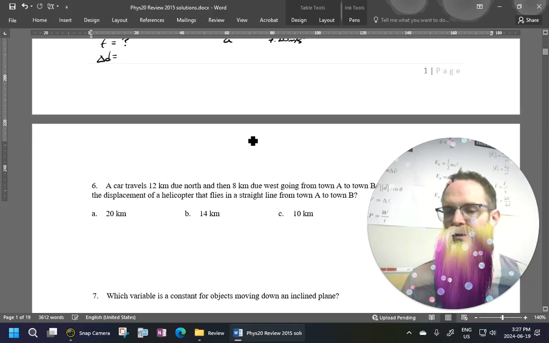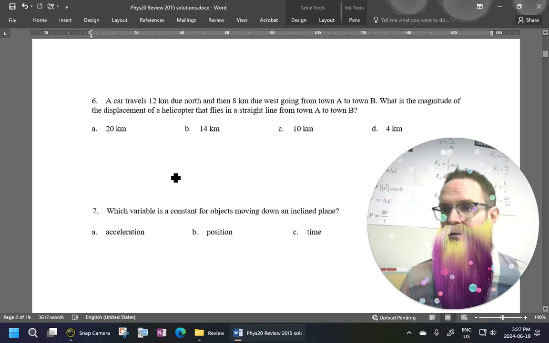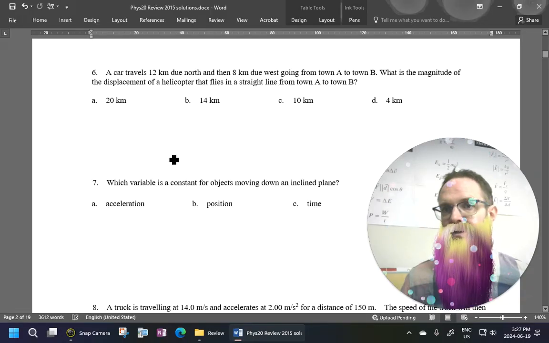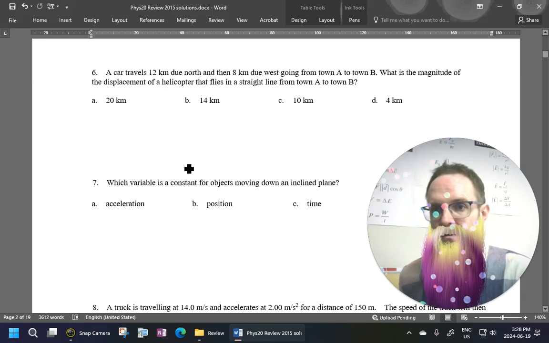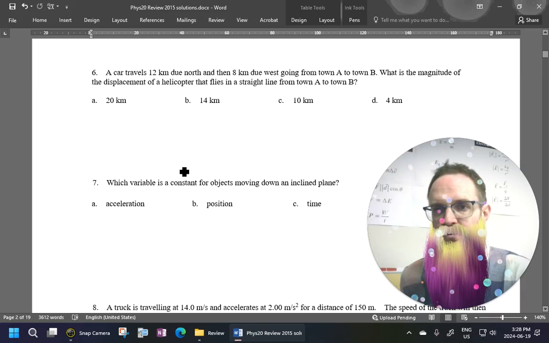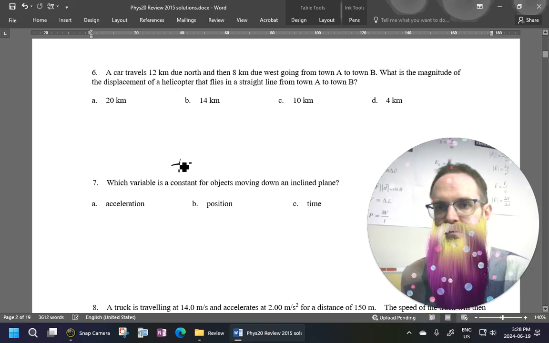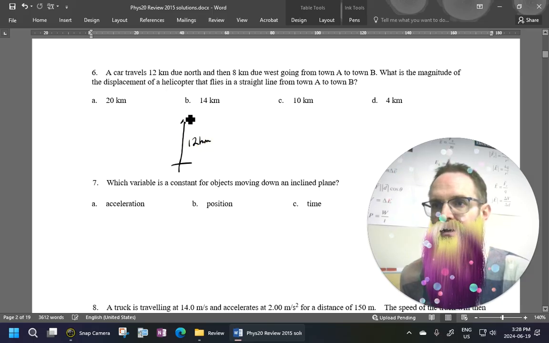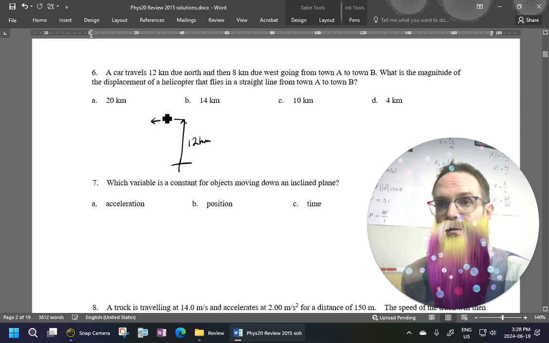All right. A car is traveling due north, then due west. What's the magnitude of the displacement? So this is one where we're going to have to deal with angles. We got this car that's traveling due north. I'm just going to draw a little picture. This is my origin. It's going to go straight north 12 kilometers, and then it's going to go west, never eat shredded wheat, about 8 kilometers.